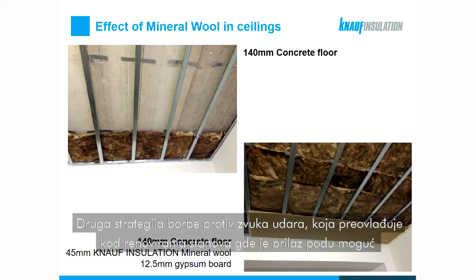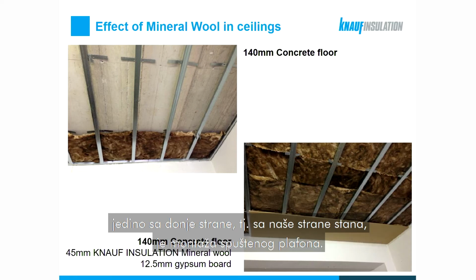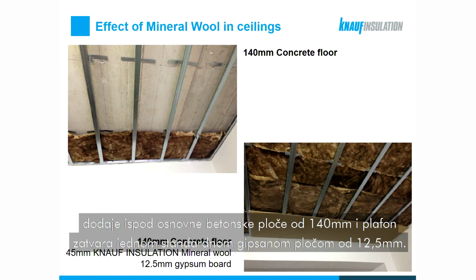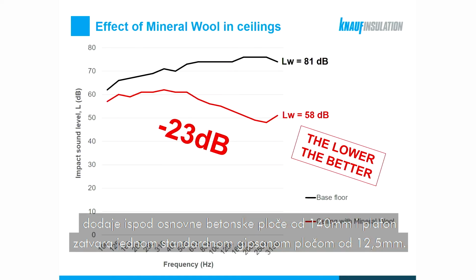The second strategy to fight the impact noise problem, which is actually a predominant strategy for renovations of apartments, when we can approach the floor only from below, so from our side of the apartment, is the installation of a suspended ceiling. And here is the illustration of a complete sequence of such an installation. So a 45 mm Knauf Insulation mineral wool is added below the basic 140 mm concrete floor, and the ceiling is closed with a single board of standard 12.5 mm gypsum.